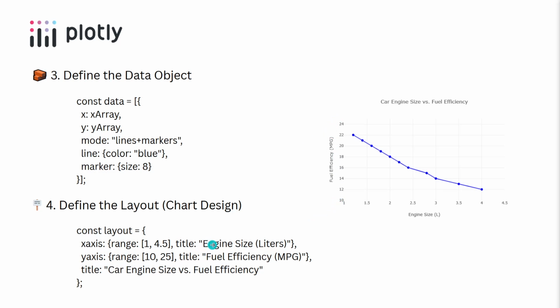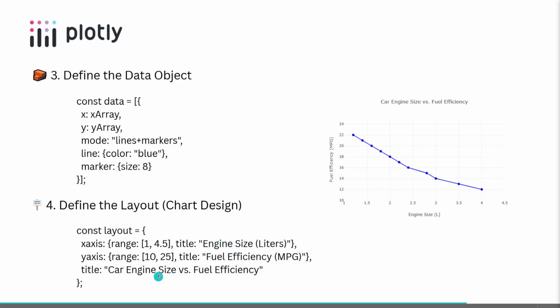And for our x-axis direction, here we set the title engine size in liters, this one. And for our y-axis direction, here we set fuel efficiency in miles per gallon. These are our axis titles. After that, we need to define the main title. I want to say for what purpose we created that chart. So our title is car engine size versus fuel efficiency, and you can see the title at the top.